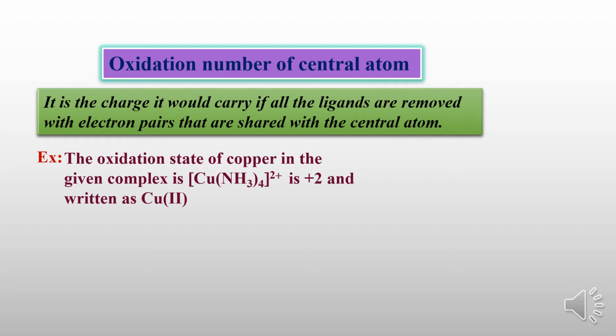Then plus X, the copper oxidation state we are finding. So you take copper as X. X plus 0 into 4 is equal to the charge of the coordination sphere, which is +2. However 4 into 0 is 0. Then X is equal to 2 directly. So hence copper is having +2 oxidation state in this case.